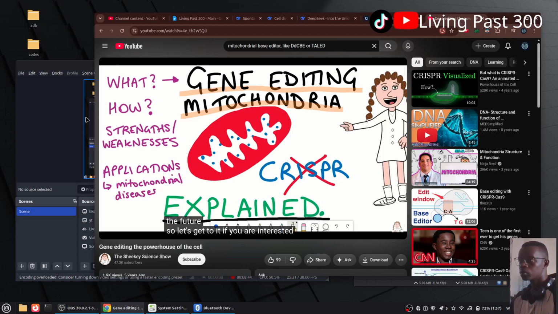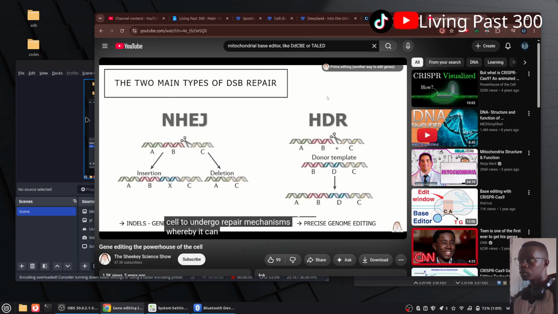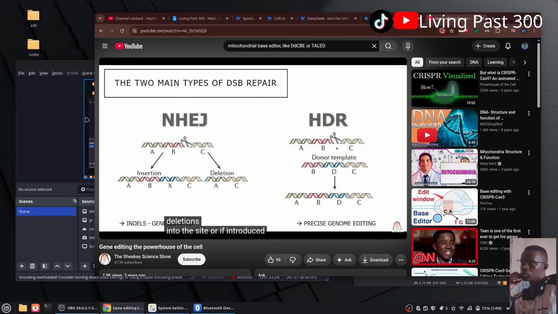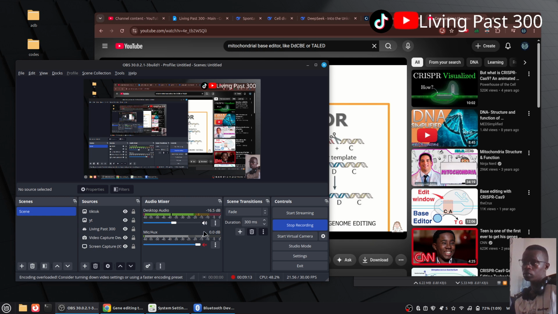If you are interested in understanding gene editing, likelihood is you've heard of the term CRISPR. Usually referring to the CRISPR-Cas9 system, CRISPR can edit DNA by introducing a double-stranded break and enabling the cell to undergo repair mechanisms, which can result in insertions or deletions at the site. Or, if introduced with a double-stranded or single-stranded DNA template that contains desired changes of interest, this is referred to as precise genome editing. Either is used depending on the application. There are two criteria that are important for developing a genome editing technique.